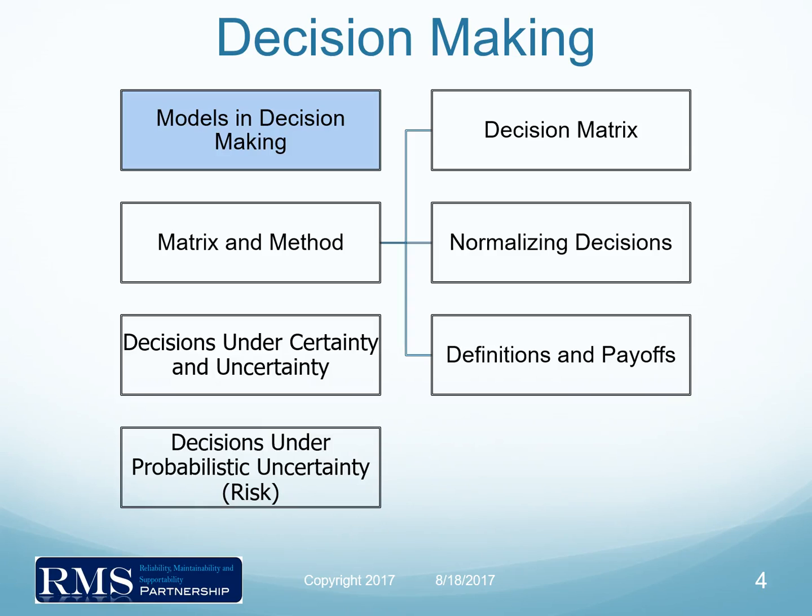All right, well, let's get started. We're going to look at models in decision-making, kind of overview. Then we'll get down to the various matrices and methods, decisions under certainty and uncertainty, and decisions under uncertainty that's probabilistic. So let's get going first with just a good overview.